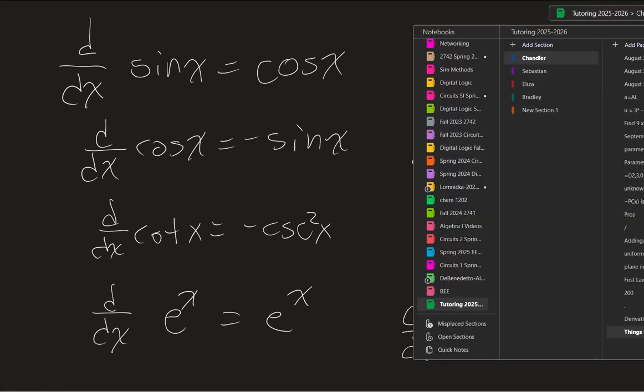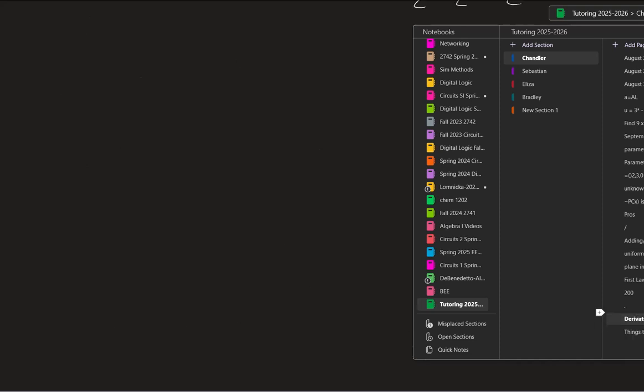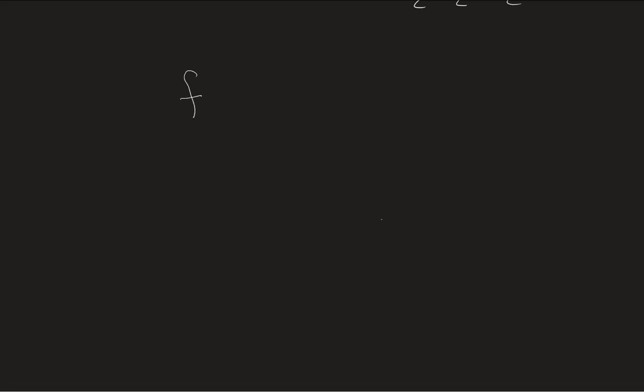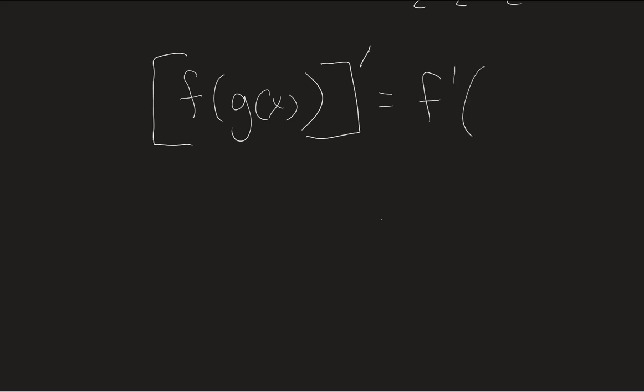So what the chain rule says is if I have f of g of x, so I've got two functions. I've got two different things going on, and I want to take the derivative of it. It's going to equal the derivative of the outside function, leaving the inside function alone, times the derivative of the inside function. So let's see what I mean by that.